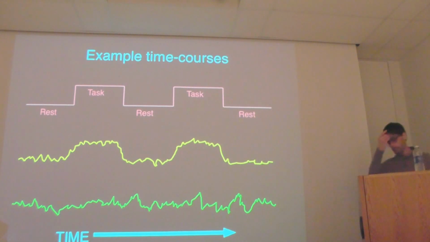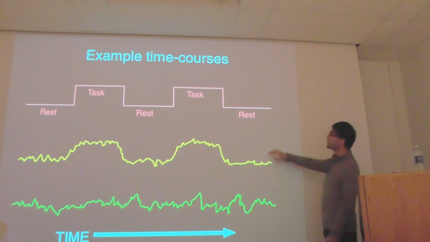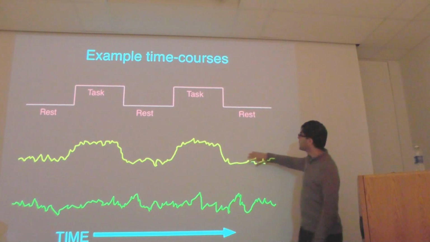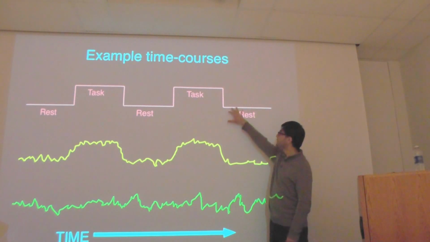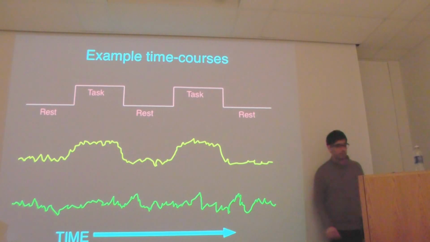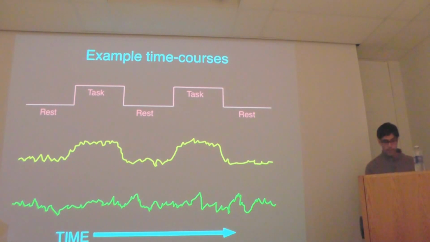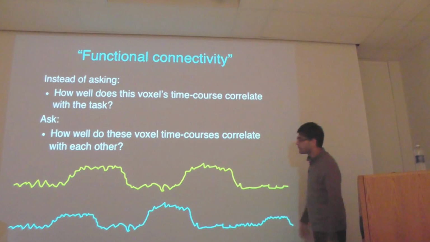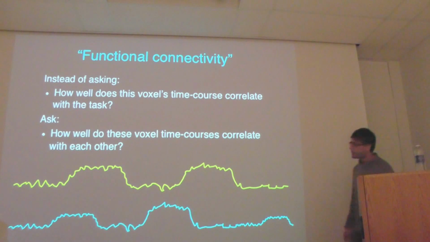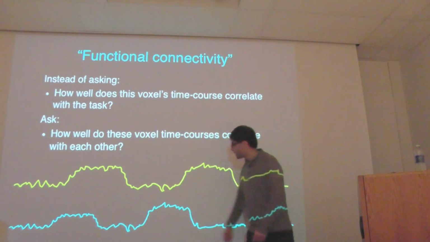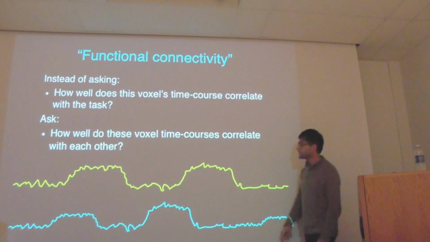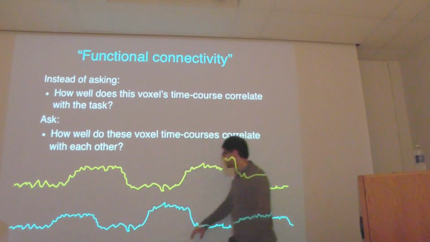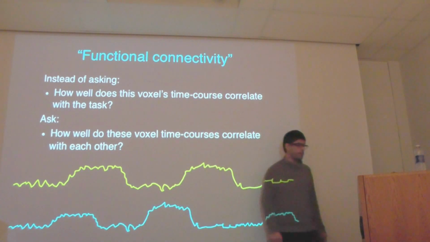But you can also, as you might imagine, say, hey, instead of looking at the correlation between a voxel and some sort of task design, I can look at the correlation between two different voxels. And that's actually a very active area of research that we're going to talk about. So here's just some made-up time courses from a couple of voxels. And you can see, well, they kind of correlate with each other to some degree. They both go up together a bit here, but then they seem to go out of sync a little bit.